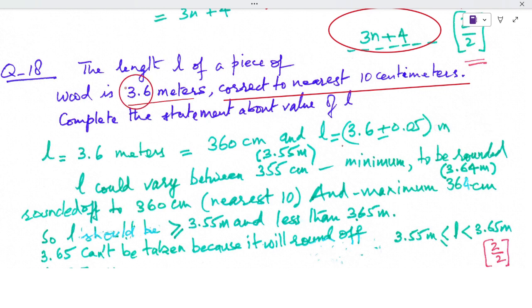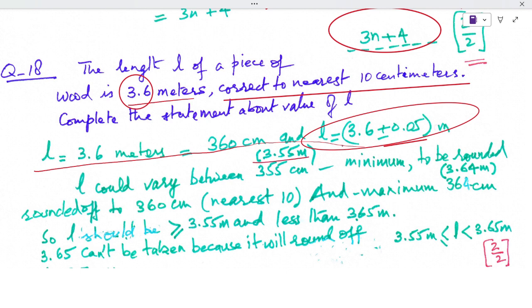Now if we look at 3.6 meter, the error in 3.6 meter could be plus minus 0.05, which I have written in the same line where L is equal to 3.6 meters, which is equal to 360 centimeter, and L is equal to 3.6 plus minus 0.05 meter. When we take 0.05 as minus, we will round off to 3.55 meter, and when we take 0.05 as plus, we will round off to 3.65.